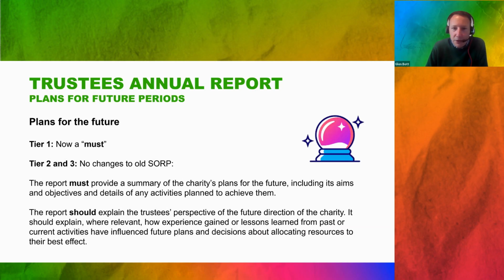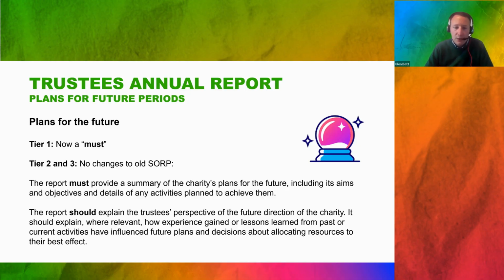So the next heading, plans for future periods. As I mentioned earlier, was kind of an option for the smaller charities in the past. Now for tier 1, it is a must. But for tiers 2 and 3, there's not actually been any changes in terms of what you need to include in this section. The SORP says you must provide a summary of the charity's plans for the future. So that's looking at its aims and objectives and then what activities have been planned to achieve them. It goes on to say that it should explain the trustees' perspective of the future direction of the charity.